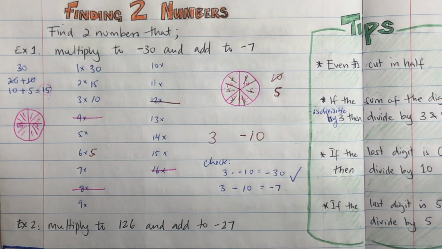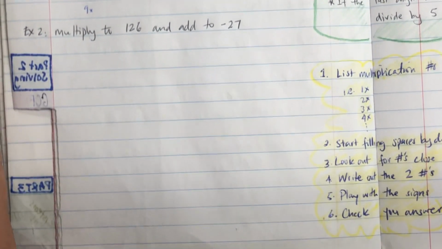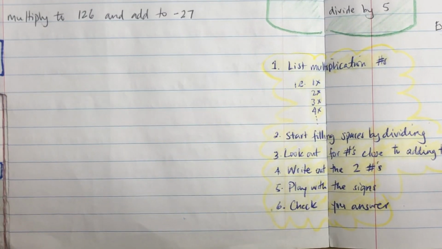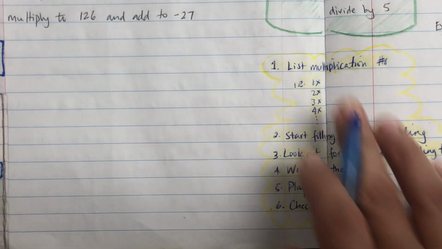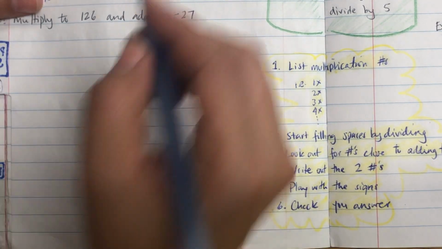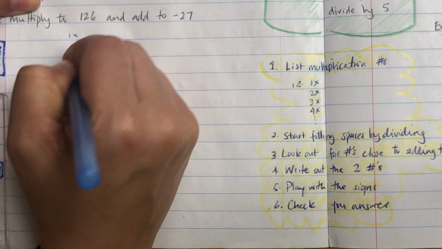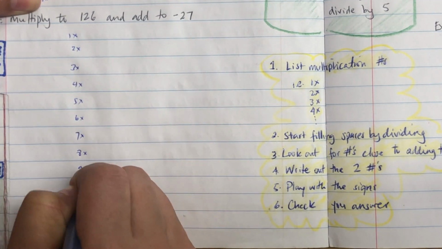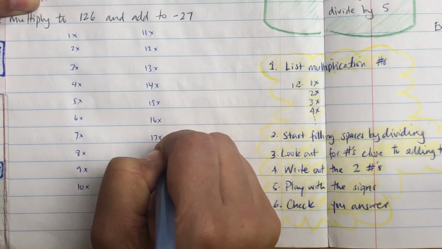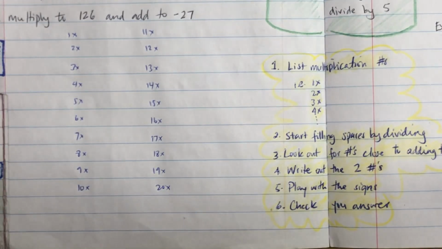All right, it's going to seem a little bit confusing, but just pause. Let's do another one and take our time. Okay. All right. Find two numbers that multiply to 126 and add to -27. Again, you start by listing out the multiplications. So 1 times, 2 times, 3 times, 4 times, 5 times. This is a listing check with a box around 126 and -27. Okay, I might need more, I might need less, I don't know.